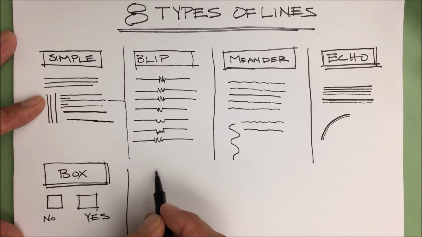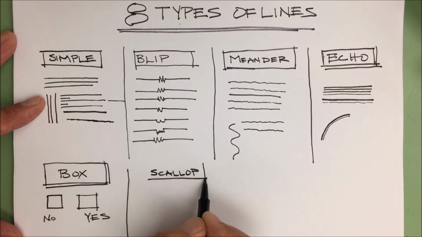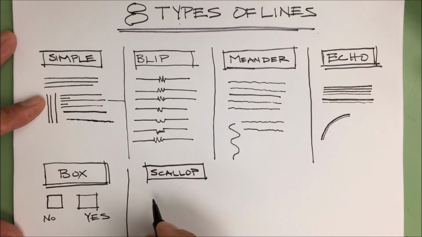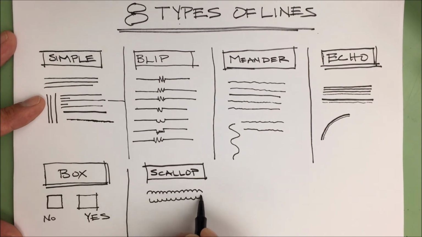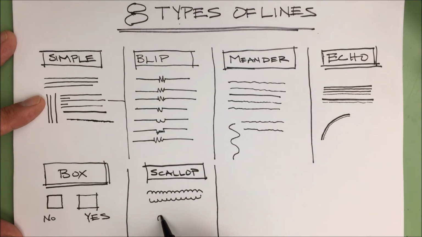The sixth line type is called a scallop. And it is basically a series of arcs. Little M's that continue or little U's that continue. And so it's just a way to do a line but yet have a texture on that line. Really easy to do. These could go around a curve if they needed to. And that's a very common technique.